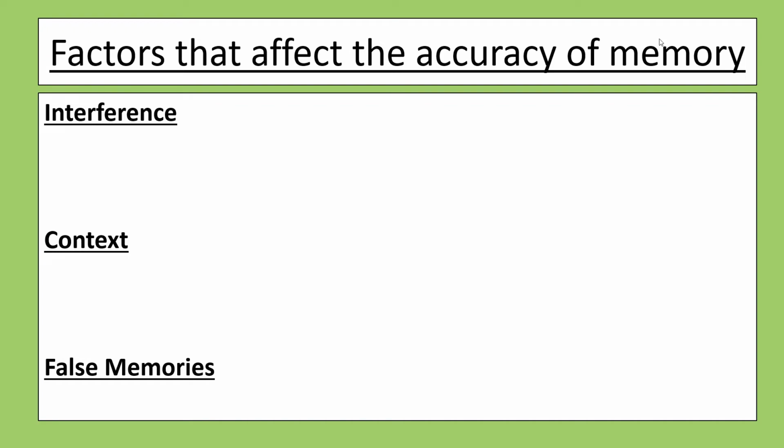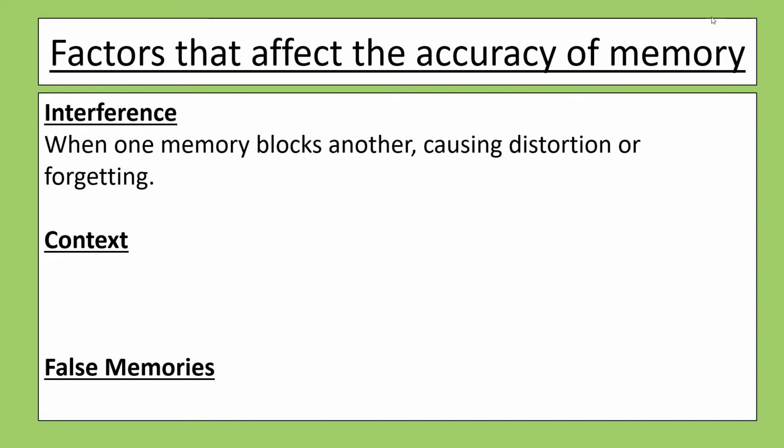You've got interference. So interference is quite simple. It's when one memory blocks another, causing the forgetting or the distortion of the memory. So it could be like memories mixing together. One memory's come in and it's blocked the other one. It is basically what it says on the tin, one memory interfering with another. You just can't use the word interfere in your definition.